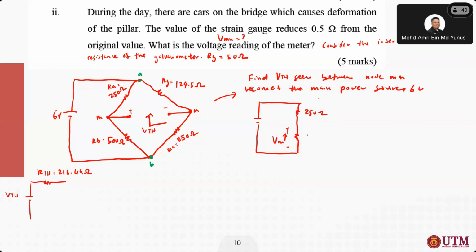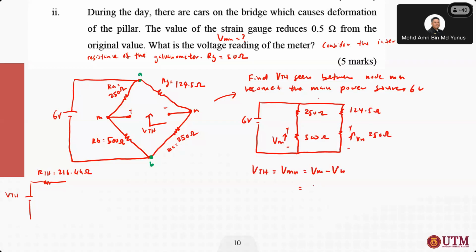150, and then this is 500 ohm, and this is 6 volt. This is our RG plus minus VN, 124.5 ohm, and then that is 250 ohm. So VTH is equivalent to VMN, or equivalent to VM minus VN.